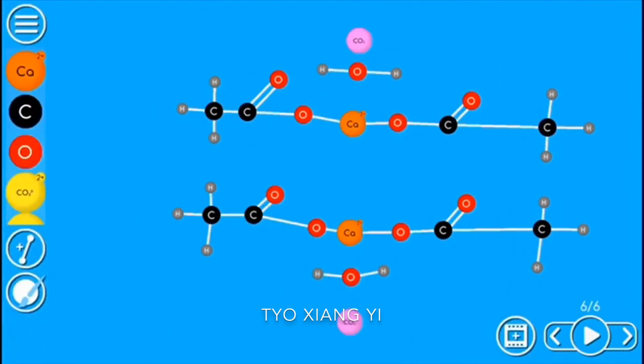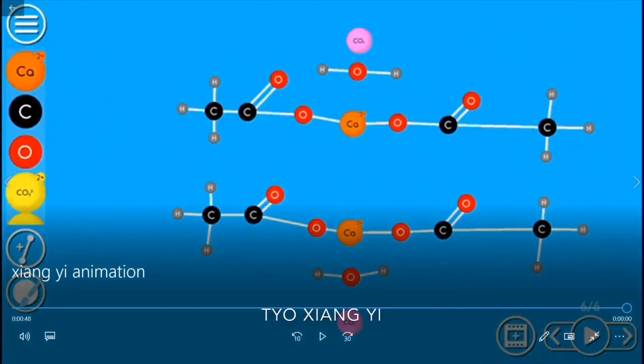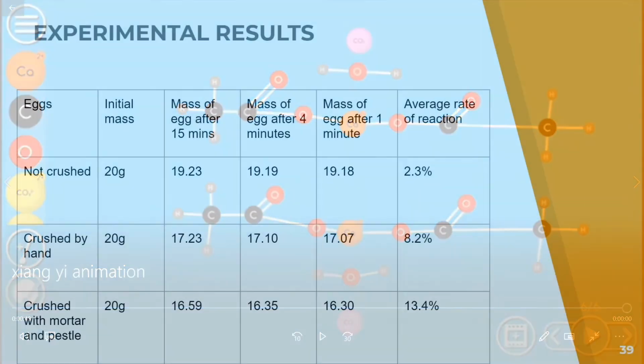As the particle size of the solid decreases, the total surface area on which the particles may collide increases. The frequency of collisions between reactant particles increases and the frequency of effective collisions increases. This shows that even though both reacted at the same time, the one that has a bigger surface area is able to create more products.